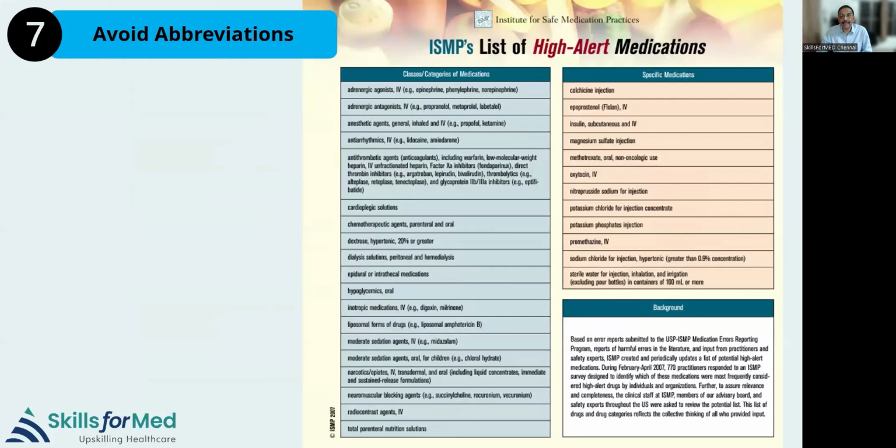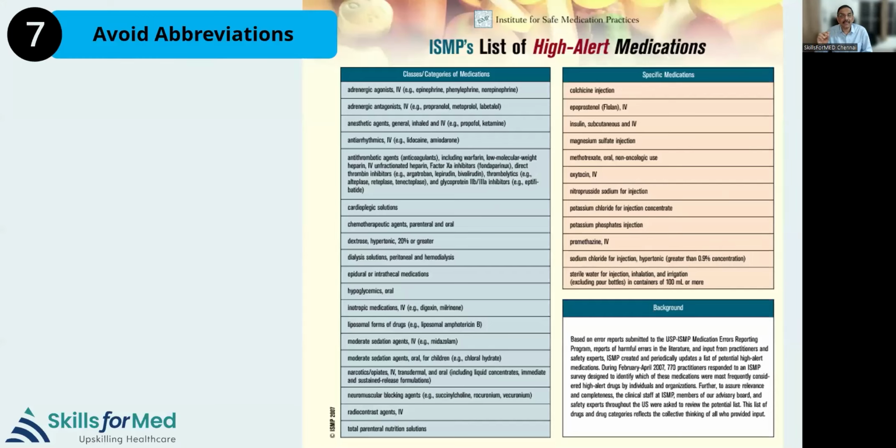The seventh is avoiding dangerous abbreviations. So there are certain dangerous abbreviations. The most common thing is writing units. Insulin, you write 5 units. Instead of writing UNITS, I write U, 5U, and somehow that U looks like a 0. So the nurse thinks it is 50. She draws up 50 units of insulin and gives it to the patient. I'm not making this up. It has happened several times. Like that, there are certain dangerous abbreviations that you must not use in your prescription or in your transcription.